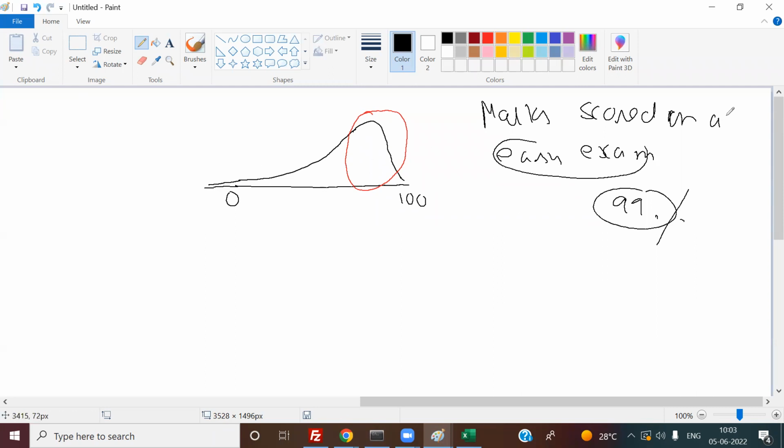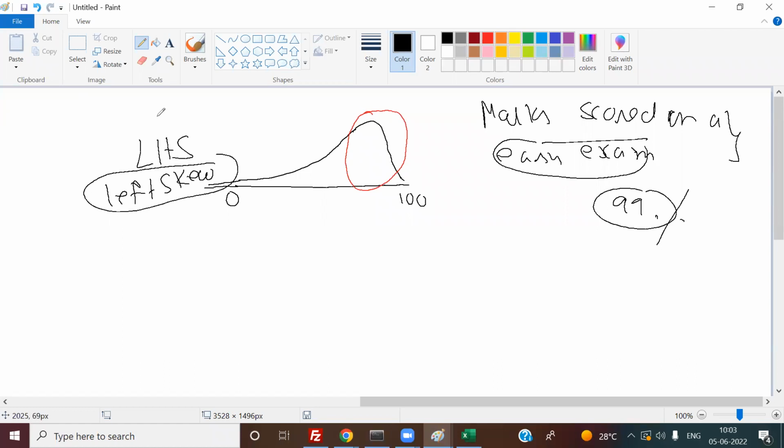So draw this graph and write down the example: marks scored in an easy exam. Most of them would have got a very high score, and there would be very few who would have got a lower score. And do you notice that the tail is coming on the left hand side? So it is also known as left skewed. Remember it in a very simple way: whichever side the tail is on, that is the skew. If the tail is on the left hand side, it is left skewed. If it is on the right hand side, it is right skewed. And this is also known as negative skewness. Negative skewed.